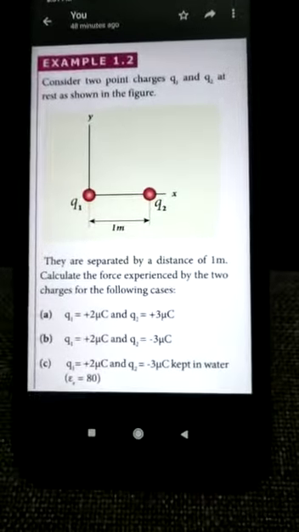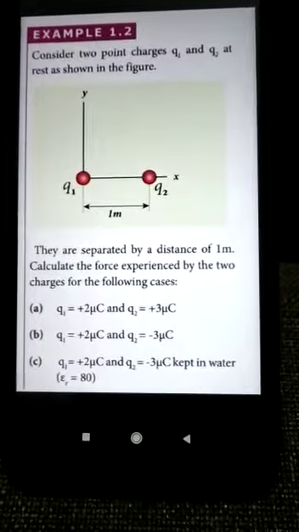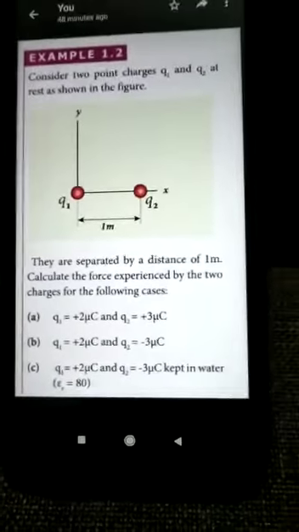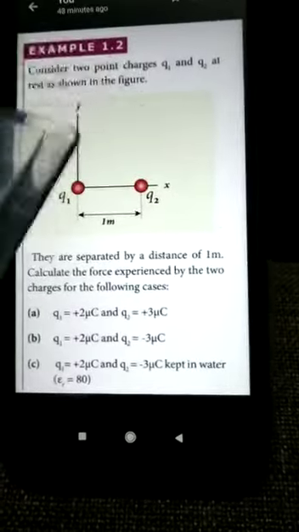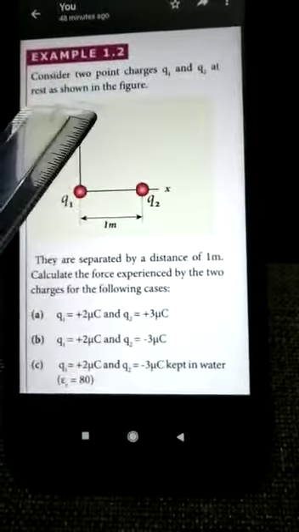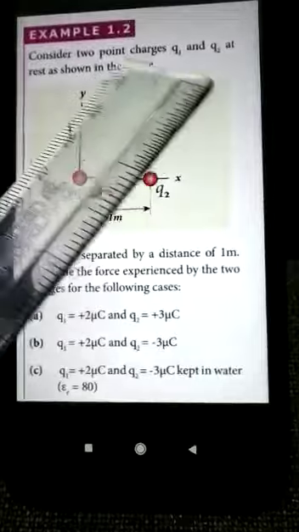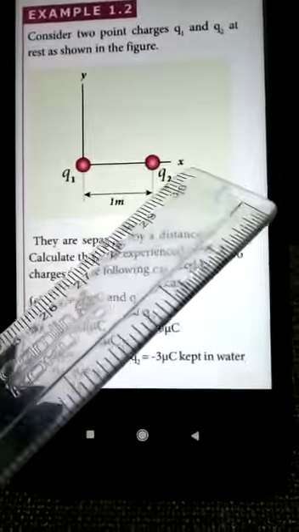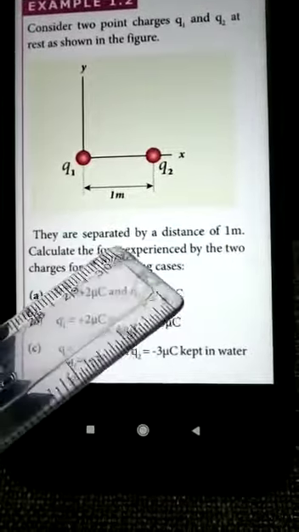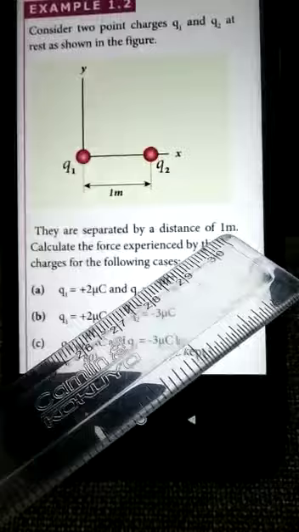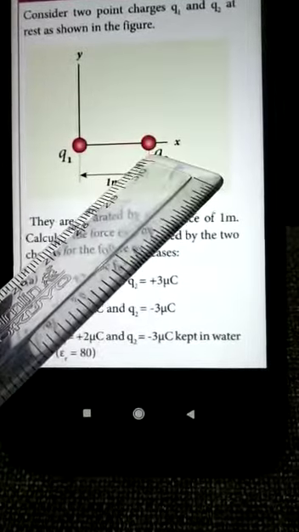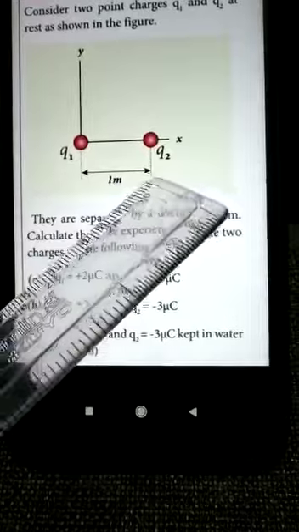Students, now we are going to see the second problem. Consider 2 point charges Q1 and Q2 at rest as shown in the figure. They are separated by a distance of 1 meter. So the distance between the first charge and the second charge is given here as 1 meter.